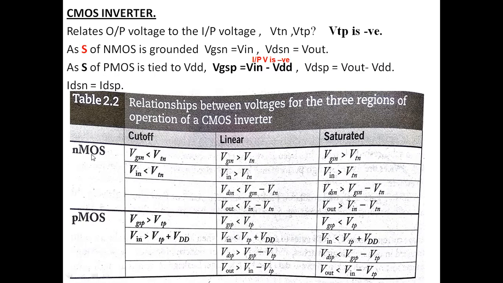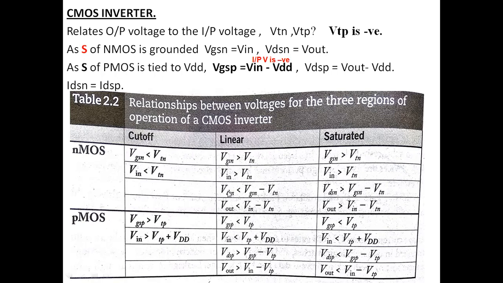If I see this particular table, my NMOS device will be in the cutoff region if the input voltage, or VGSN, for my NMOS is less than the threshold voltage of the NMOS device. This VGSN is nothing but the input voltage for the NMOS, means Vin. Similarly, my NMOS will be in the linear region when the input voltage VGSN is greater than VTN, or Vin is greater than VTN.